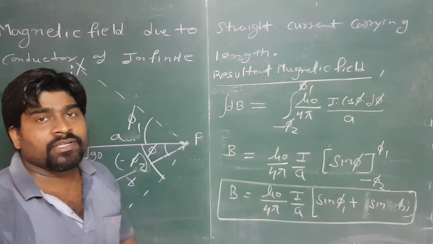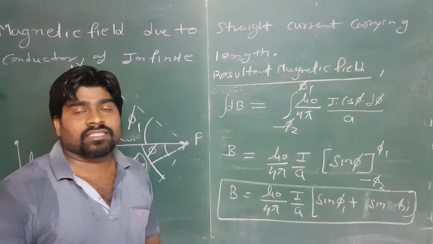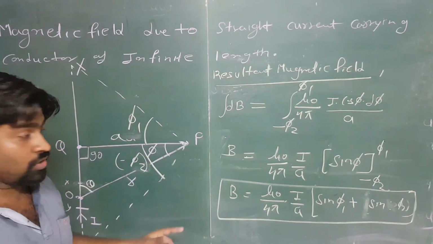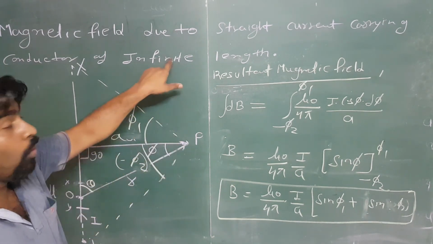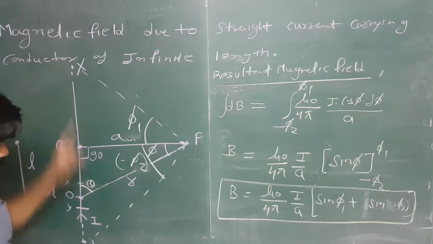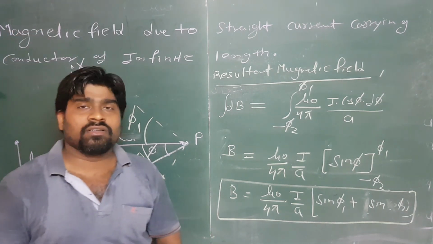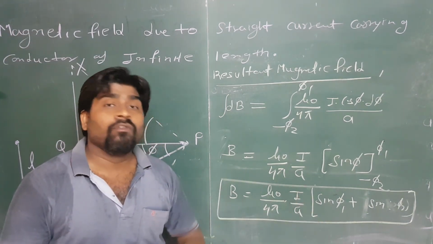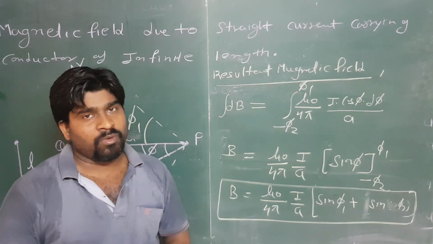In the next PPT, we will discuss the cases on the basis of the change in position. Sometimes this P can go here, sometimes P can be here. So what would be the resultant magnetic field? Sometimes the angle will also be the same. So see this PPT. Thank you.